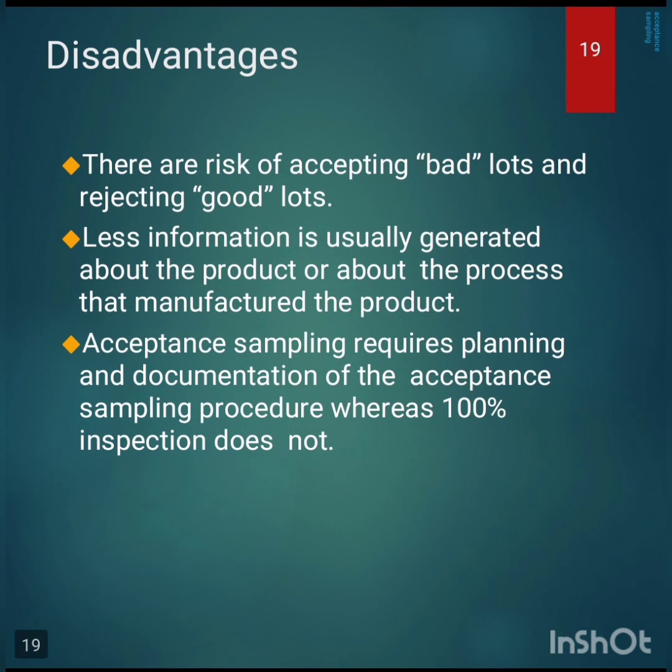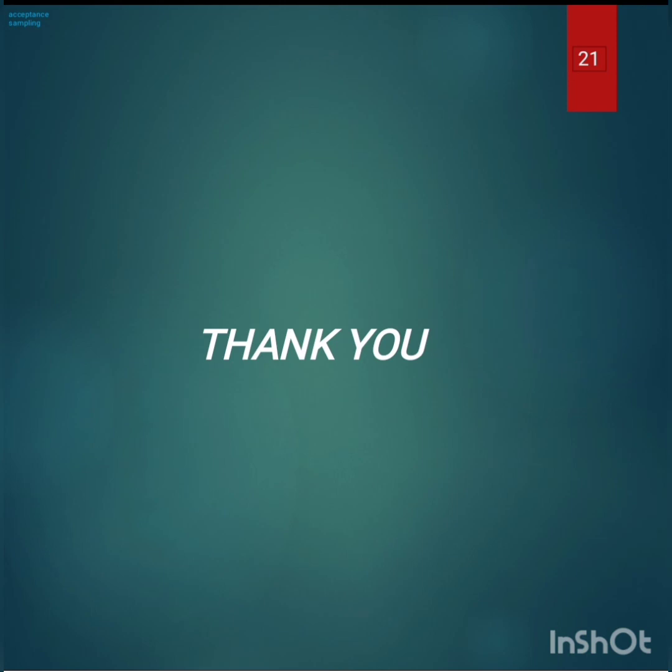The disadvantage of acceptance sampling is the risks involved in it. As we already discussed, there is the producer risk and the customer risk. If bad lots get accepted, the customer will be at risk. If good lots get rejected, the producer will be at risk. 100% inspection of every product manufactured in the industry won't happen in acceptance sampling. This is the shortcoming of acceptance sampling.